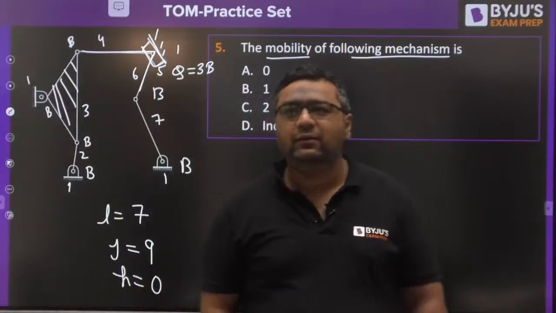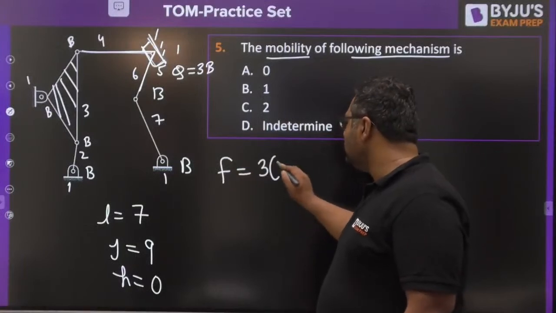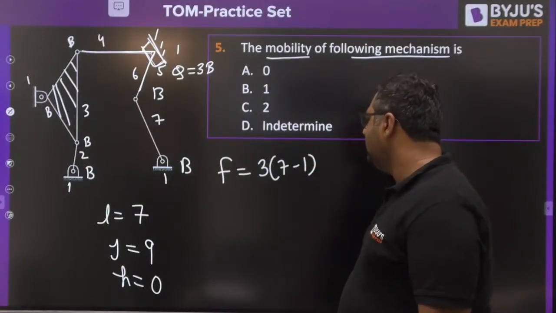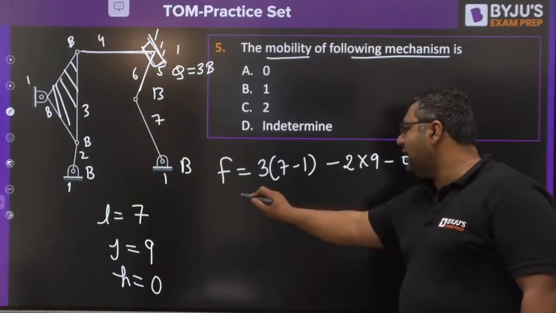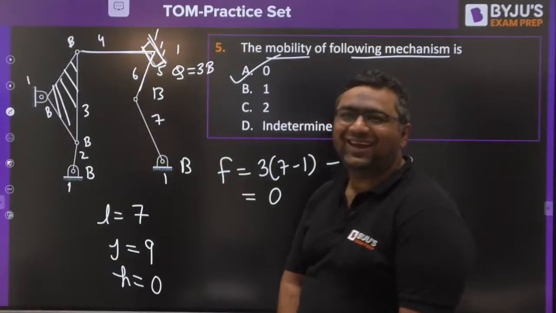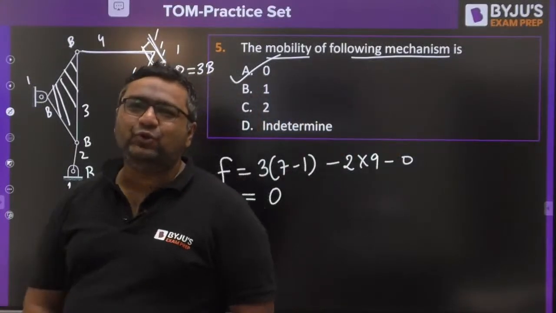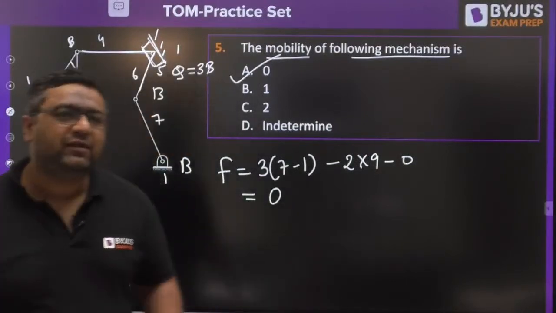Is it fine? So F would be 3 into 7 minus 1, minus 2 into 9 minus 0. The answer will be 0. A is correct. Okay. So A is correct. Piyush have given the right answer. Abhishek have given the right answer. Midun have given the right answer.